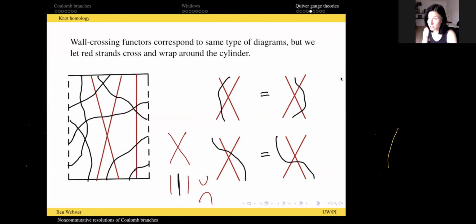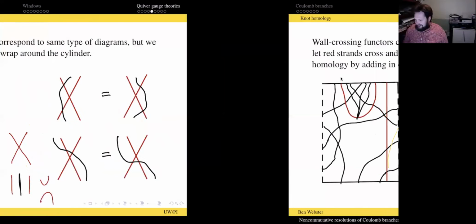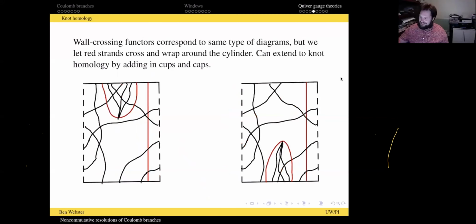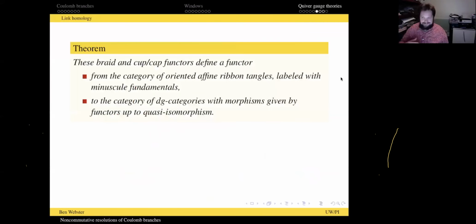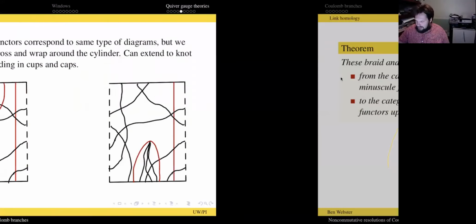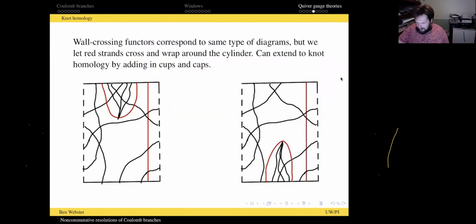Okay. Well, that was basically about done. I was just going to say you can extend this to non-homology by adding in cups and caps. This is stuff from talks that Mina has already seen. When you combine all of these together, you get a functor from oriented affine ribbon tangles labeled with minuscule fundamentals. To each way of putting things on the top or the bottom, you have this algebra R.